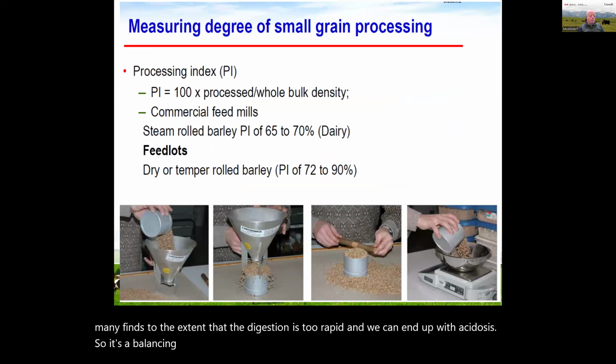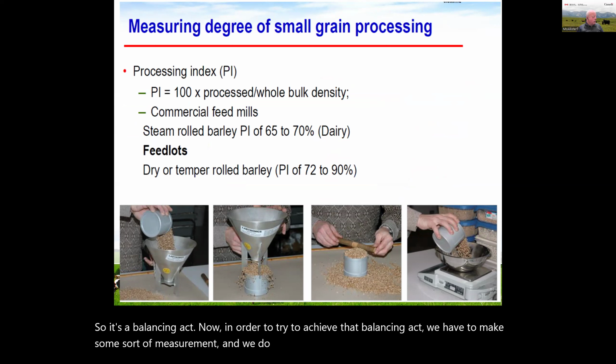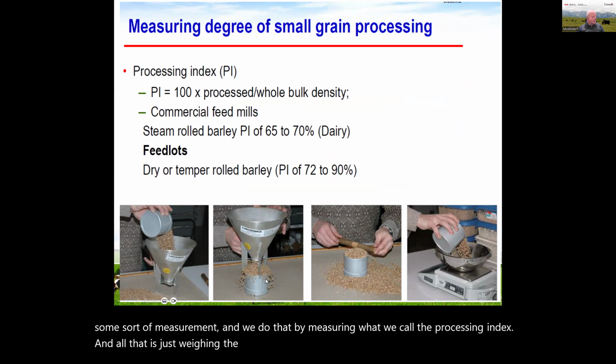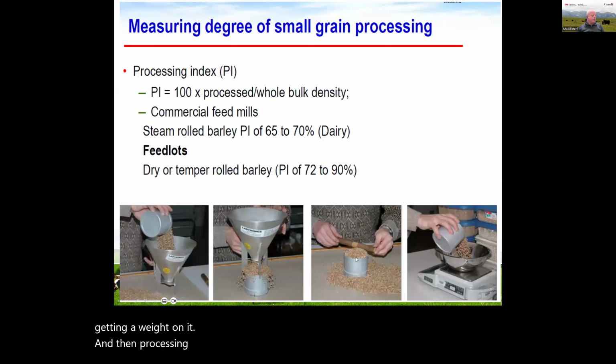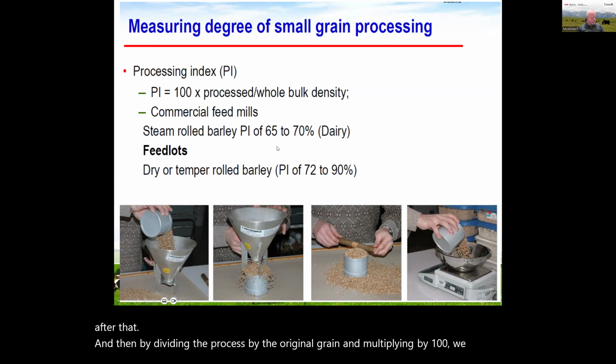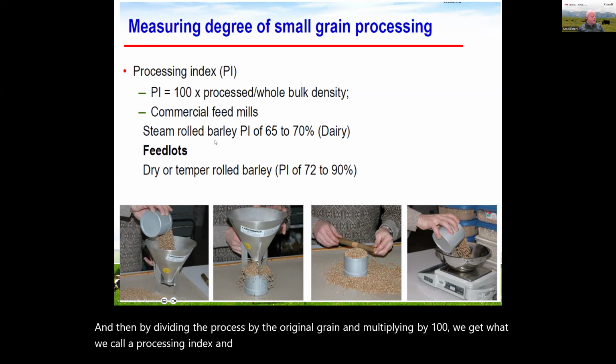Now, in order to try to achieve that balancing act, we have to make some sort of measurement. And we do that by measuring what we call the processing index. And all that is just weighing the grain in a set volume container before it's processed and getting a weight on it, and then processing the grain and collecting that same container full of that processed grain. And then by dividing the processed by the original grain and multiplying by 100, we get what we call a processing index. And the lower that processing index is, the more highly processed is the grain that we're looking at.